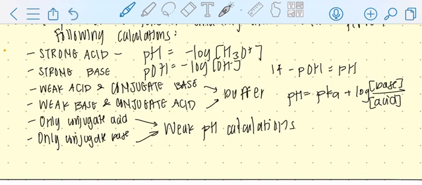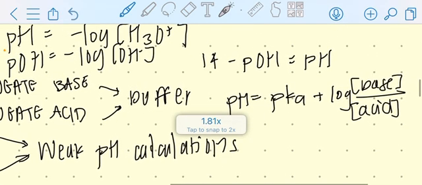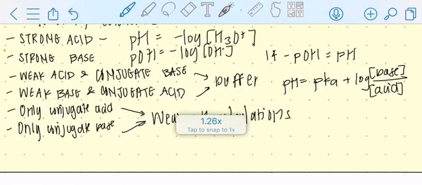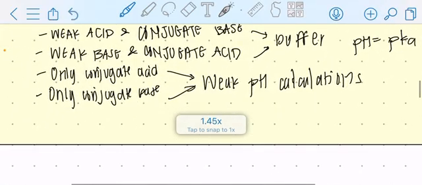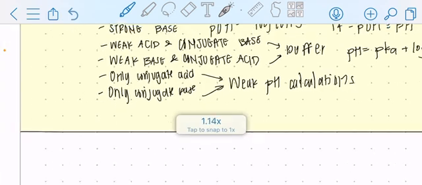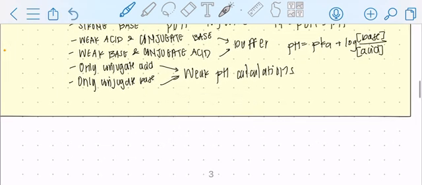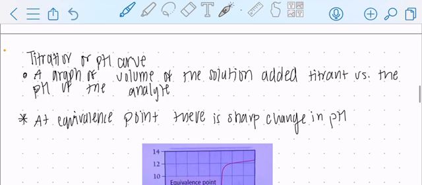If it's a weak acid and a conjugate base, or a weak base and a conjugate acid, we know that this makes a buffer. So the pH is equal to pKa plus log of the concentration of the base divided by the concentration of the acid. When it is only a conjugate acid or conjugate base, this is a weak pH, and we resort to calculations similar to those for weak pH calculations.